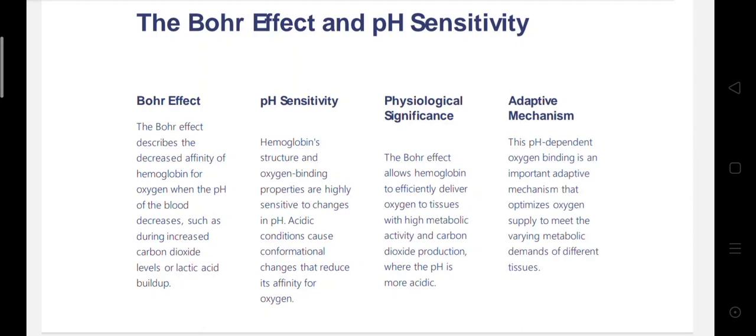Physiological significance. The Bohr effect allows hemoglobin to efficiently deliver oxygen to tissues with high metabolic activity and carbon dioxide production, where the pH is mostly acidic. Adaptive mechanism. This pH dependent oxygen binding is an important adaptive mechanism that optimizes oxygen supply to meet the varying metabolic demands of different tissues.